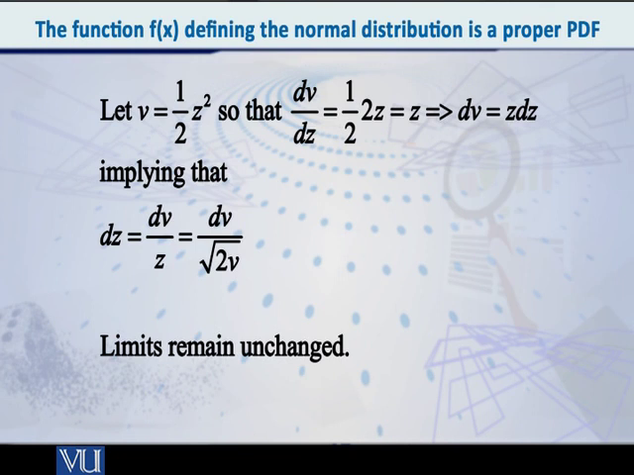Ab z jo hai, what is that equal to? Our transformation was what? v is equal to z square over 2. So 2 को आप दूसरी साइड पे ले जाइए. 2v is equal to z square and the square root of 2v is equal to z. तो अब इसको यहाँ पुट कर दें. So what do we get? We get dz is equal to dv over square root of 2v.